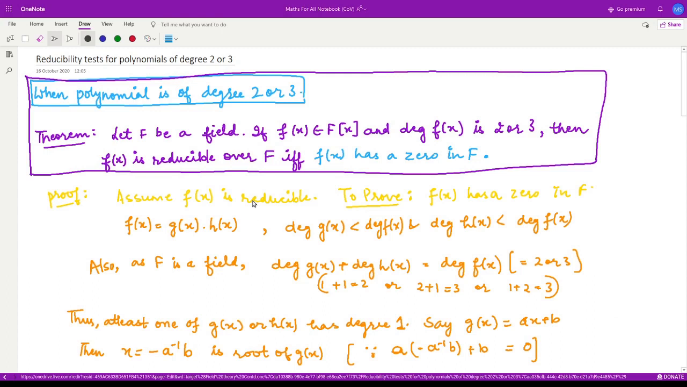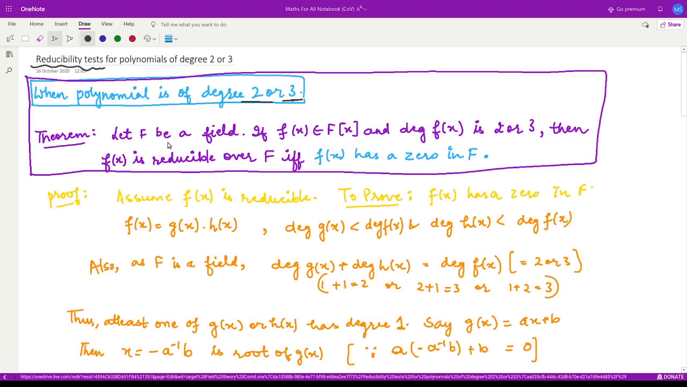In the previous video, we have seen what are reducible and irreducible polynomial. In this video, we shall see a reducibility test when the given polynomial is of the degree 2 or of the degree 3, right? So what is the result or what is the theorem?